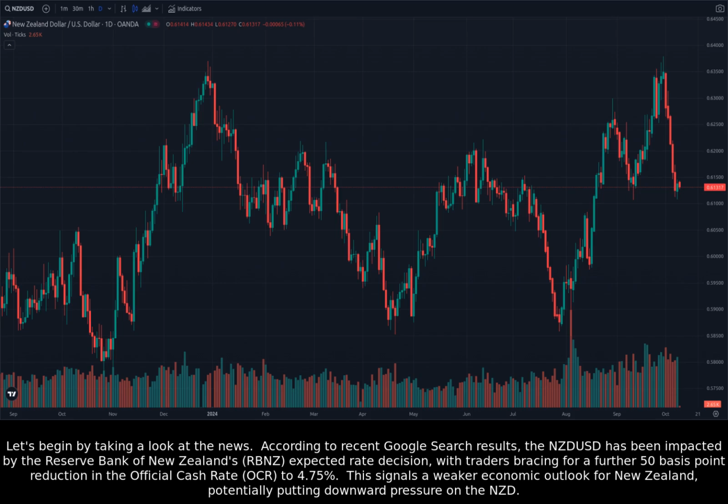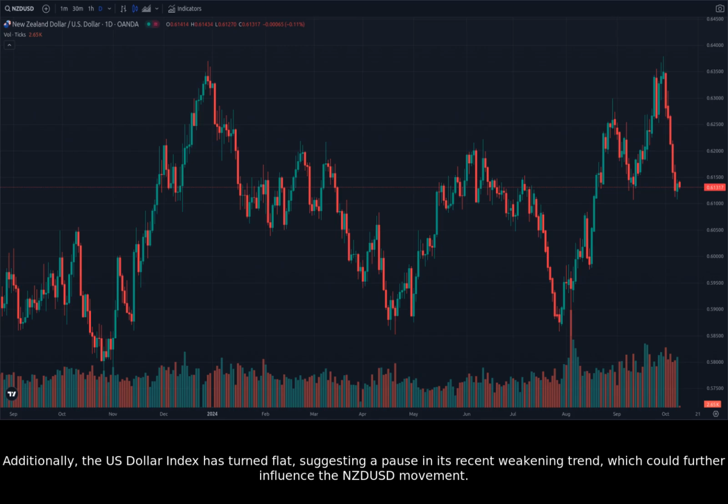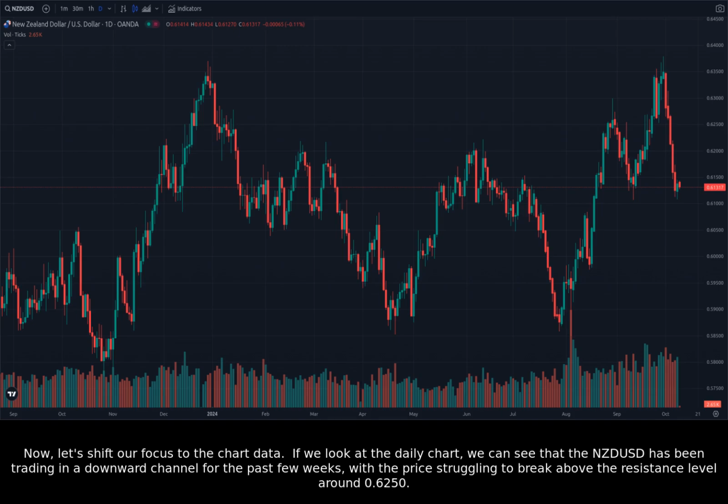According to recent Google search results, the NZDUSD has been impacted by the Reserve Bank of New Zealand's (RBNZ) expected rate decision, with traders bracing for a further 50 basis point reduction in the official cash rate (OCR) to 4.75%. This signals a weaker economic outlook for New Zealand, potentially putting downward pressure on the NZD. Additionally, the US dollar index has turned flat, suggesting a pause in its recent weakening trend, which could further influence the NZDUSD movement. Now, let's shift our focus to the chart data.